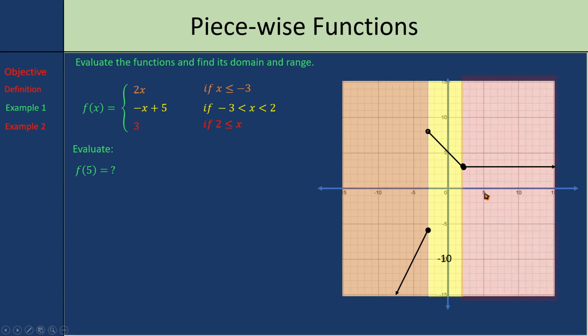So there are two ways to do it. One way is to look at the graph. When x is 5, I look up where's the graph. It's right here, right? So that is when y is 3.